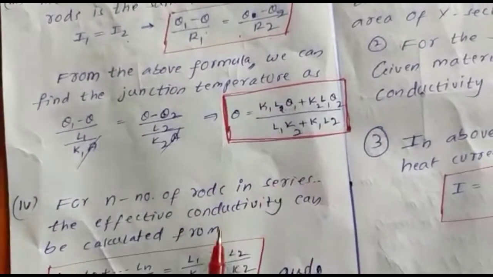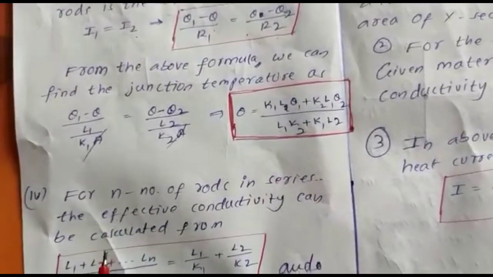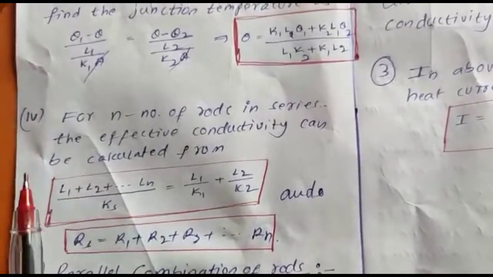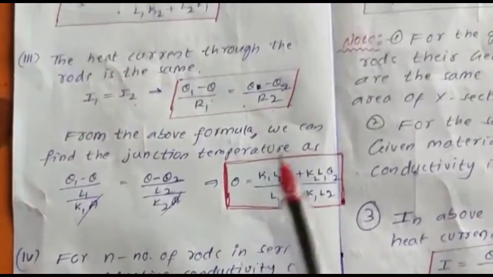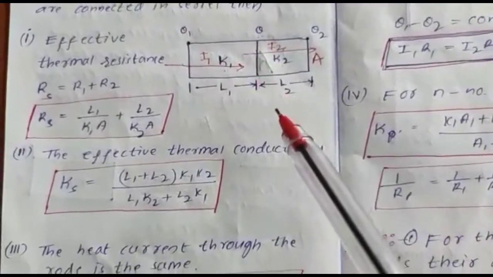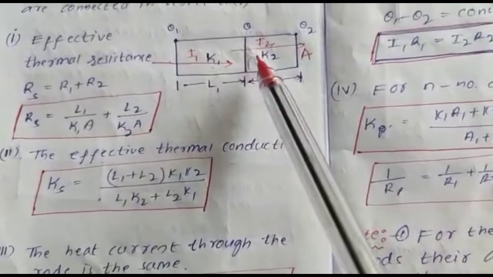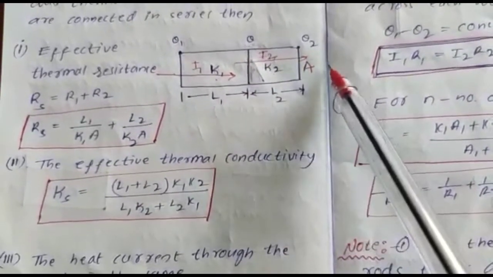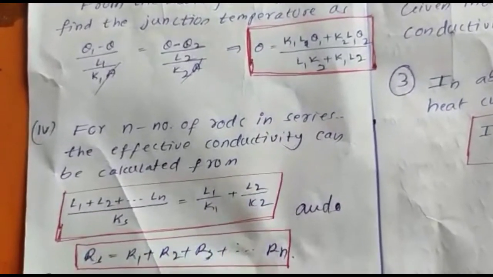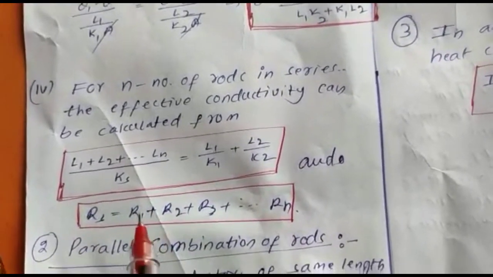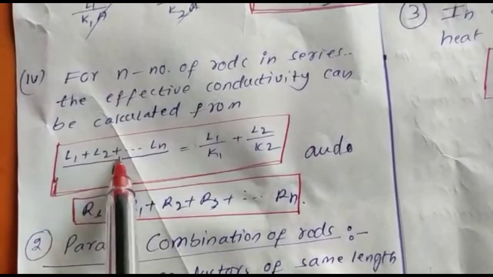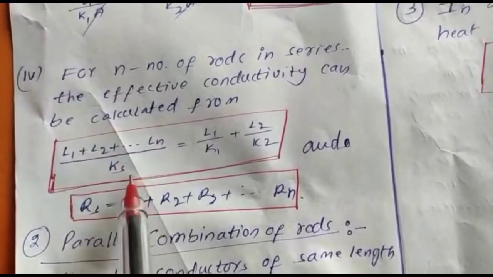And instead of two rods, suppose you connect more rods in series combination. In this discussion we have taken only two rods, but if you take multiple rods, first rod, second rod, third rod, fourth rod and so on, then the simple formula to calculate the effective thermal conductivity is (L1 + L2 + L3 + and so on) by Ks.